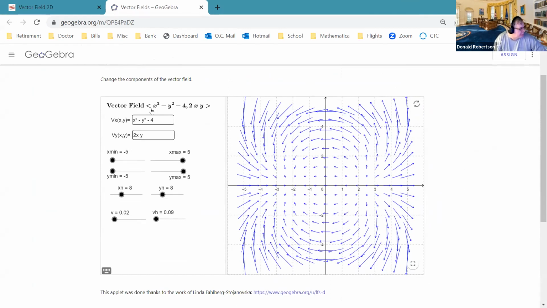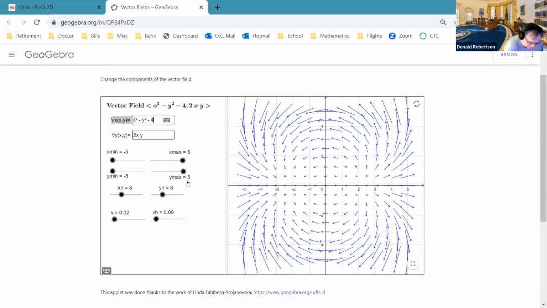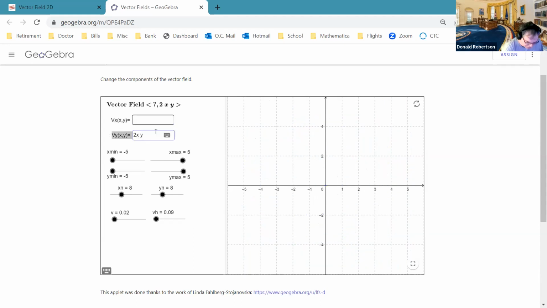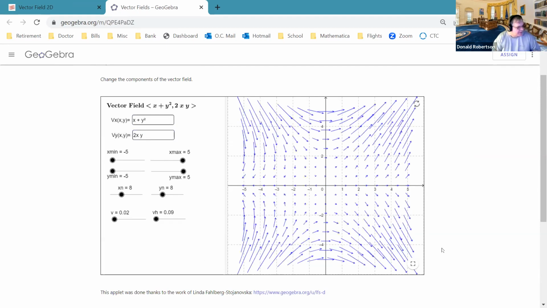It's generated by the x component of the vector being this expression, and the y component being that one. I would call the first one P, that's what I typically do in my notes, and I'll call the second one Q. So let's do a vector field where the x component is x plus y squared, and the y component is 2xy. And there's my vector field.